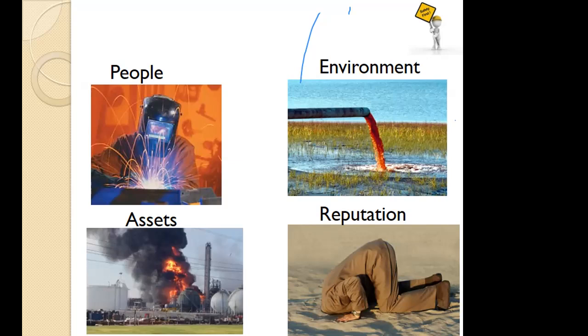Do you know some companies do what you are seeing on the screen? What do you see on the screen? Wastewater, what we sometimes call effluents, being discharged into a body of water, like a stream, like a river. Can you think that some communities are depending on this water as their means of water supply?